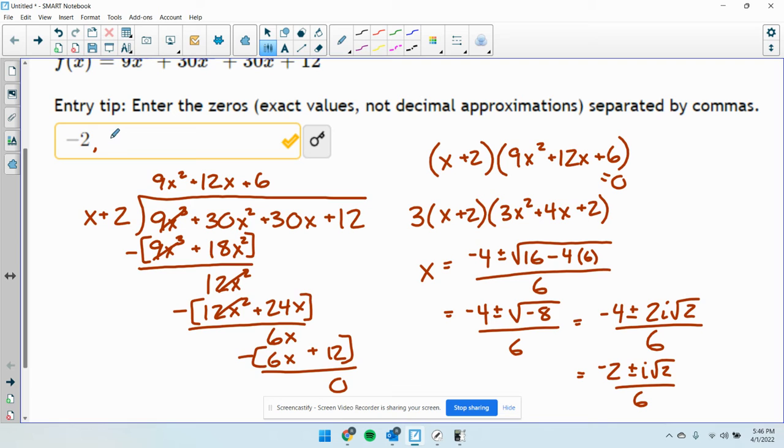So I would do negative 2 plus i root 2 over 6 and negative 2 minus i root 2 over 6. Okay, it's messy, but that's your answer.